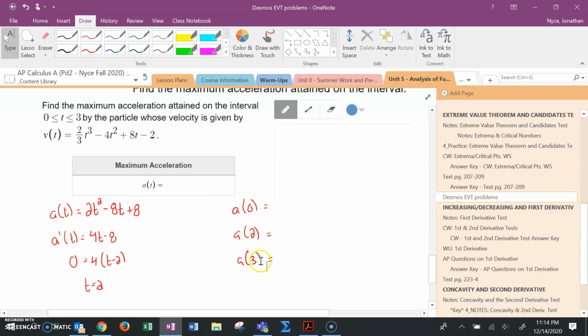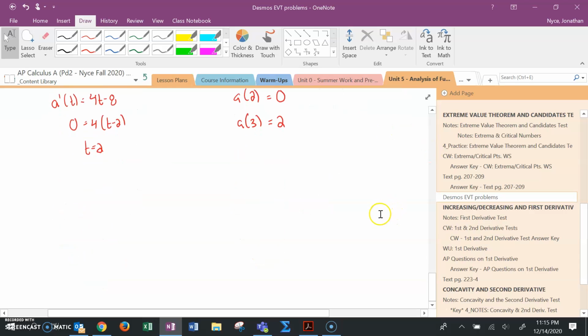Remember to plug 0, 2, and 3 into the acceleration function. This is a function we're looking for the maximum value of. So if you plug 0 in there, you end up getting 8. If you plug 2 in there, that gives you 8 minus 16 is negative 8 plus 8 is 0. If we plug a 3 in there, we get 18 minus 24 is negative 6 plus 8 gives us a value of just 2. So the maximum acceleration is 8. And that's it.